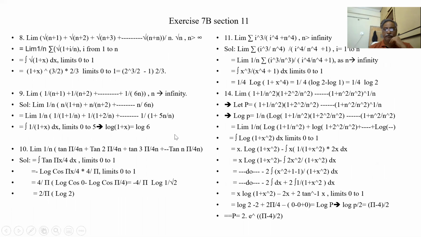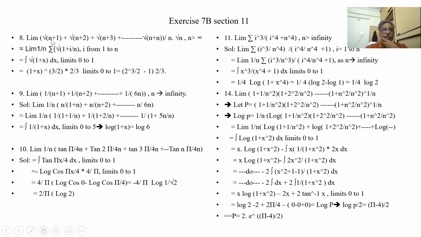Problem number 8. Limit of root of n plus 1 plus root of n plus 2 plus root of n plus 3 up to root of n plus n, whole divided by n root n, as n tends to infinity. Now, I am taking the 1 by n out first. Root n I am converting to a sum. So sigma, root of n plus 1 by root of n.